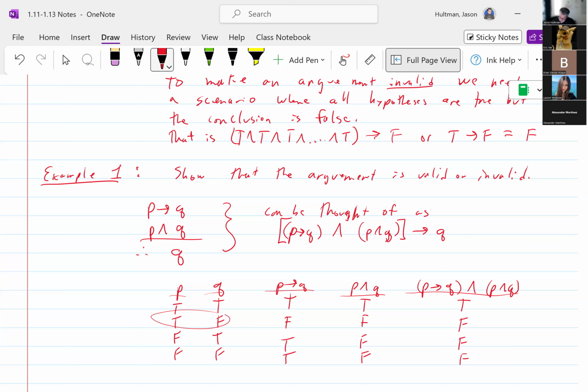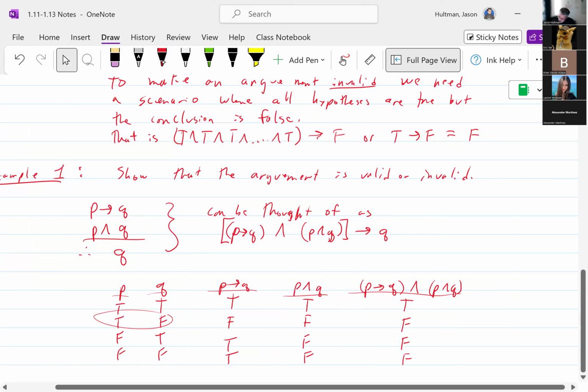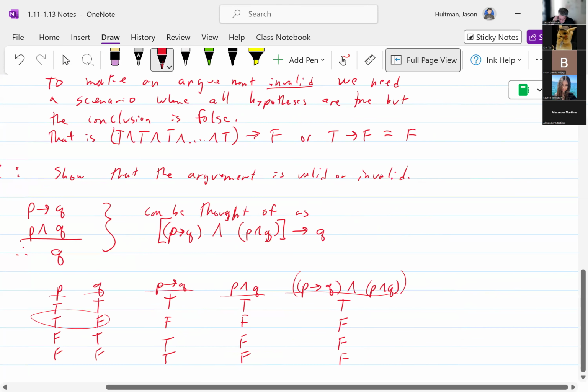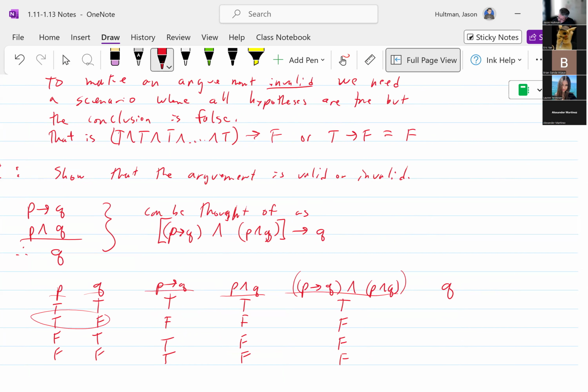So what's the only one that's true? Okay, and does this thing, let's look at Q. Does this thing imply Q? Okay, where is it valid? I'm going to put Q over here. True. Okay, and then false. And then true. And then false.